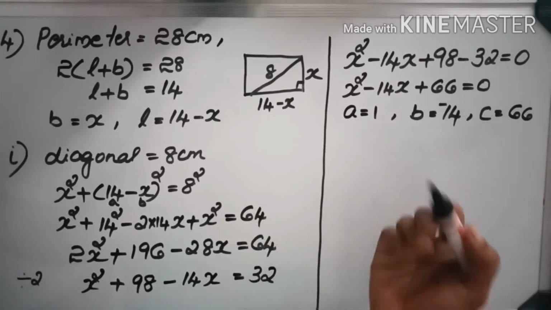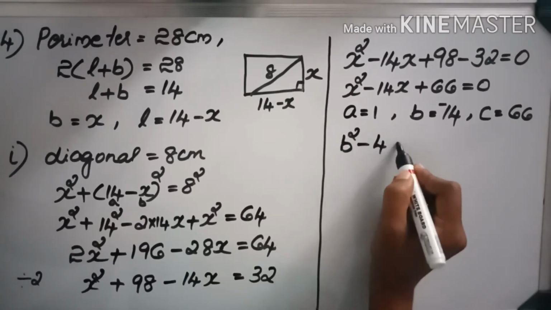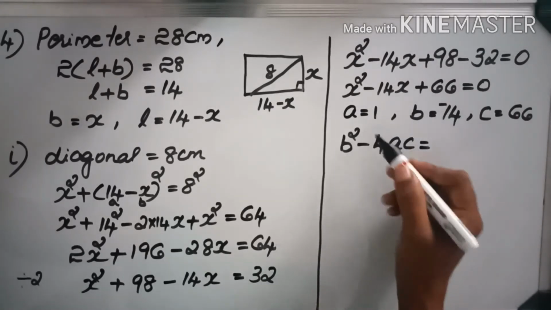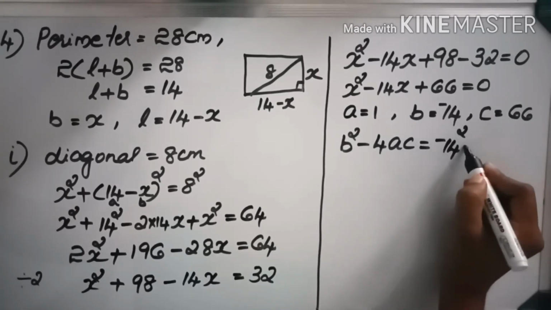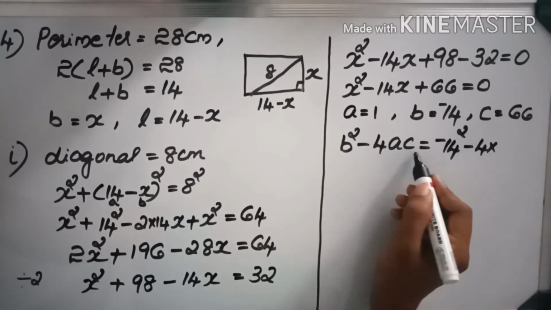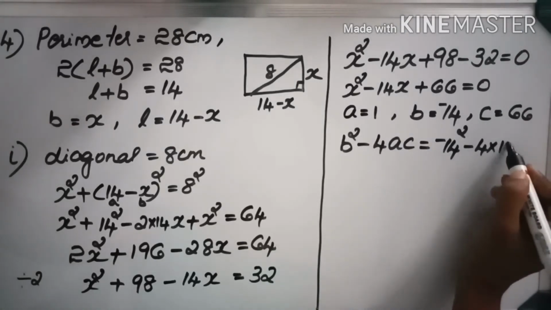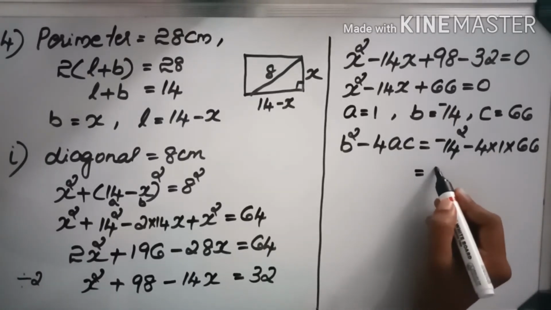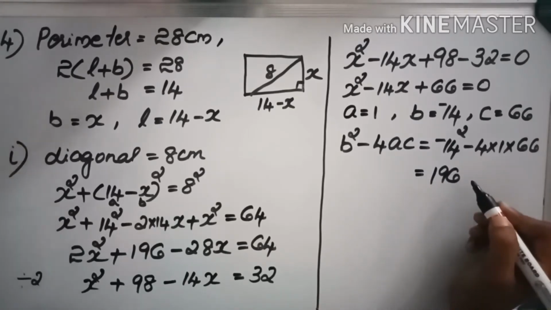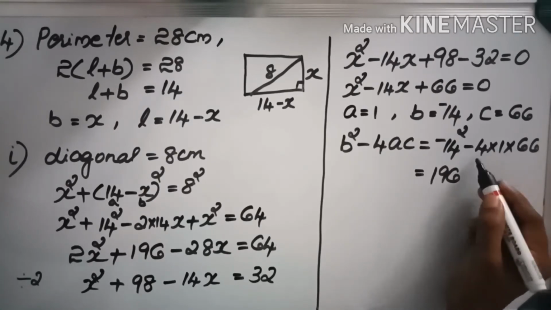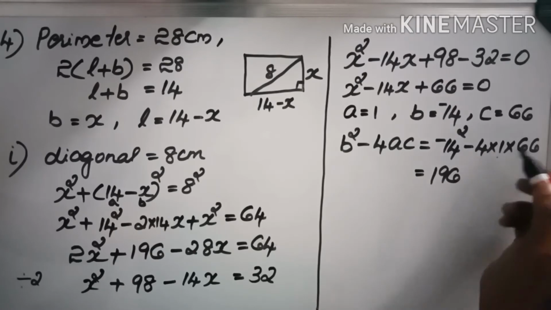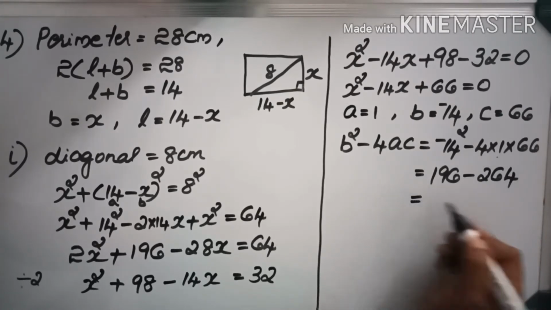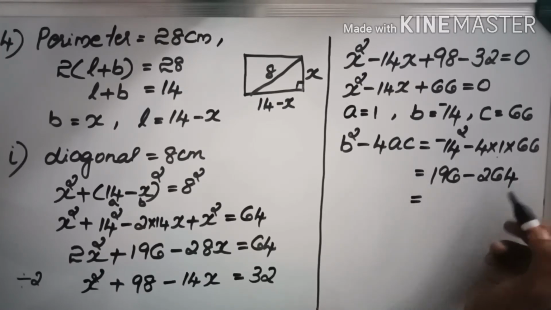After this step we need to find the discriminant, that is b square minus 4ac. So b square minus 4ac equal to, b is minus 14, then it's square, so minus 14 square minus 4 into a into c. So 4 into a is 1 into c is 66. This is equal to minus 14 square, which is positive 196. Then minus 4 into 1 into 66. 4 into 66 is 264, so minus 264. Now when we subtract this, what will be the answer?